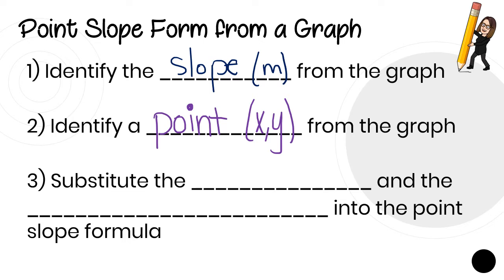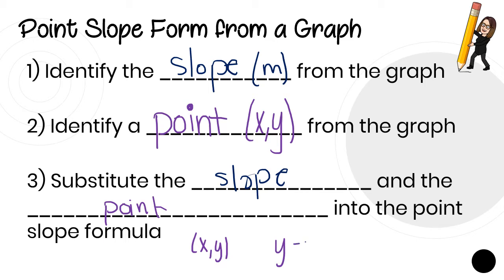Lastly, we're going to substitute the slope and the point into the point-slope formula. And what we have to remember is when we plug in that x, y into the formula, remember it looks like this, just a quick review. Remember that we have to change the signs of our point. Okay, we've got to keep working on that.